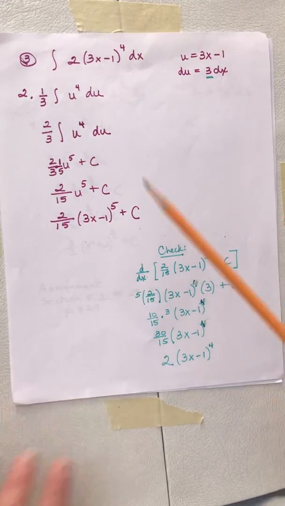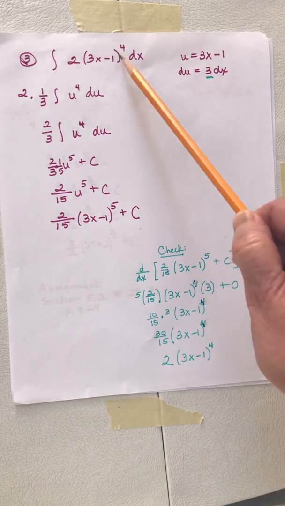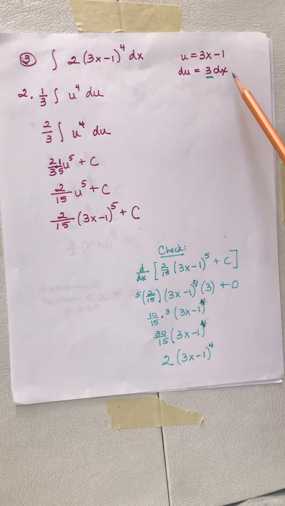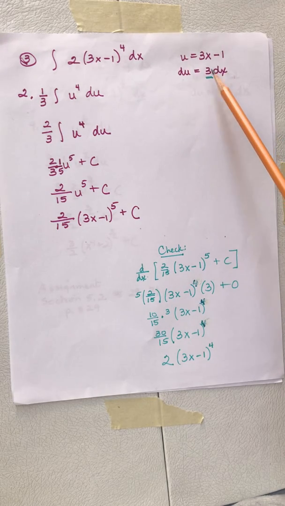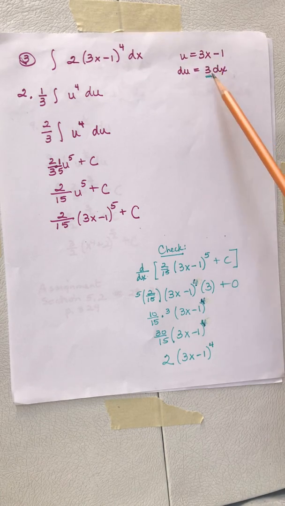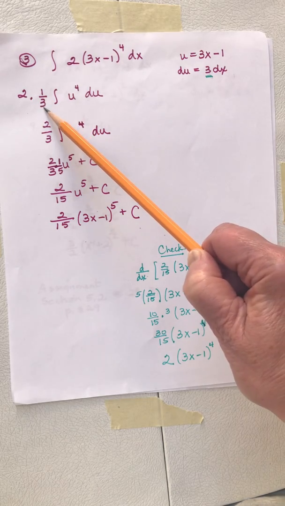This is that same problem I just talked about. So my u is 3x minus 1. My du is 3 dx. All right, so I don't want the 3. So we can do what we did in the previous problem. We can multiply by the reciprocal of 3 in front of the integral, which is 1/3.